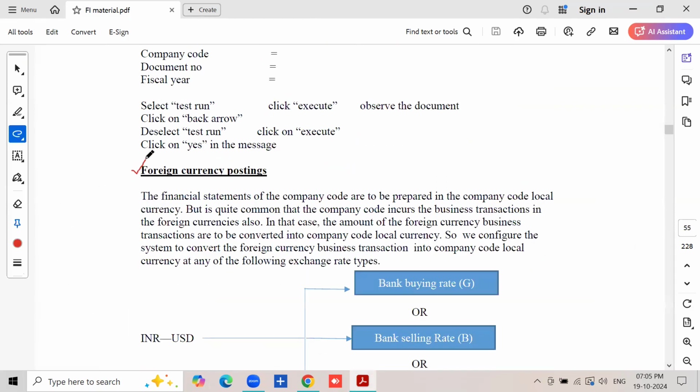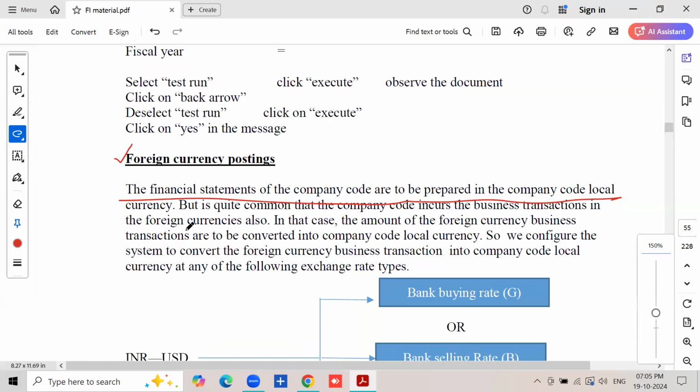The foreign currency postings. Here, the financial statements of the company code are to be prepared in the company code local currency only. Here, our company code local currency is INR, right? So we have to prepare the financial statements in Indian rupees only. But it is quite natural that every company code will incur business transactions in a number of foreign currencies. So in that case, these business transactions are also posted in the foreign currencies only. But for the purpose of preparation of financial statements, these foreign currency transactions are to be converted into local currency.